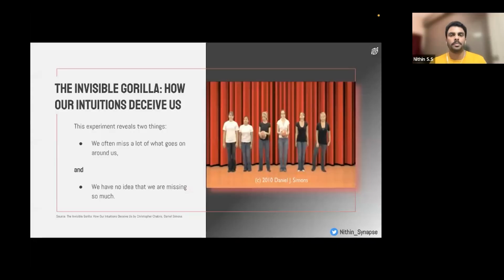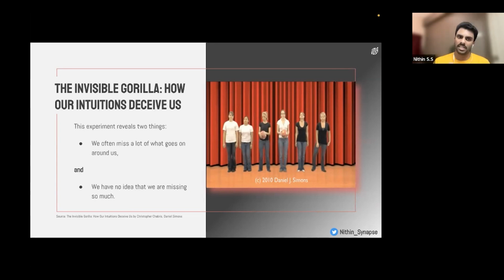There was an experiment conducted by Daniel Simmons and Christopher Chabris, which describes the selective attention bias. The subjects were shown a video of 6 people. 3 were wearing white shirts and 3 were wearing black shirts. All of them were passing basketballs back and forth. The folks watching the video were asked to count the number of times the people in white shirts passed the ball to one another.